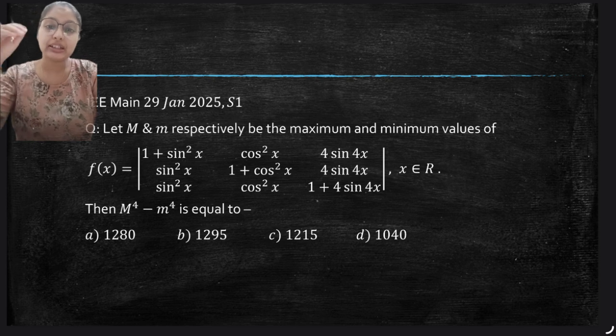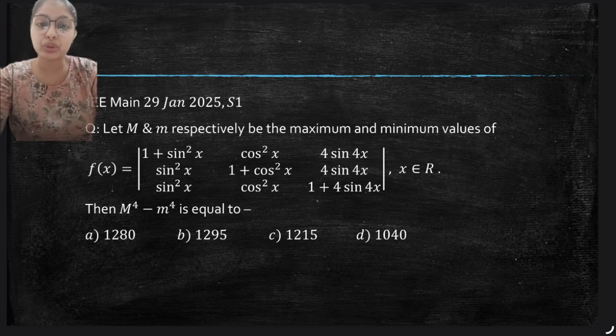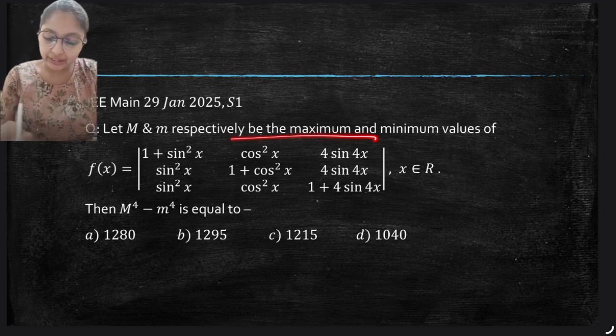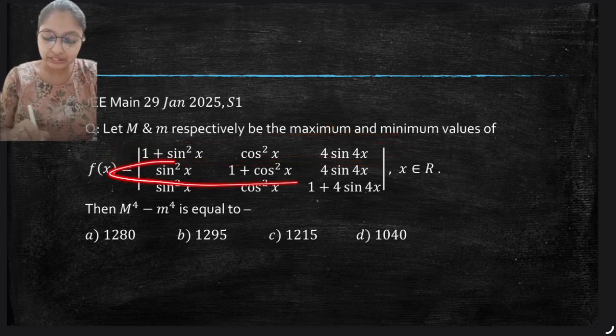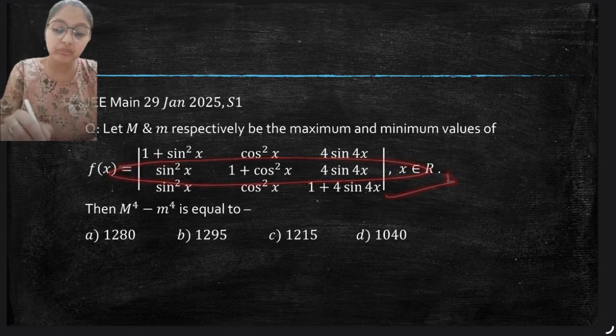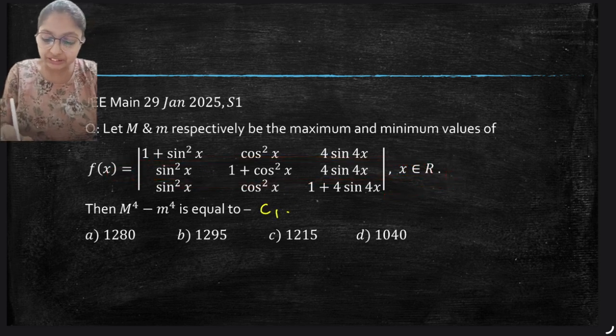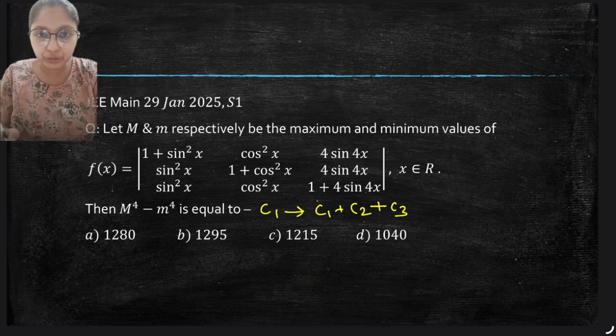It was, if the sum of all the rows or the sum of all the columns is the same, then we prefer to add them. So can I say, if I add all these three elements, what we will get? 1 plus sine square plus cos square plus 4 sine 4x. Likewise 1 plus sine square plus cos square plus 4 sine 4x, and likewise the third one. So what we will do here is add all the columns. So C1 will be C1 plus C2 plus C3.